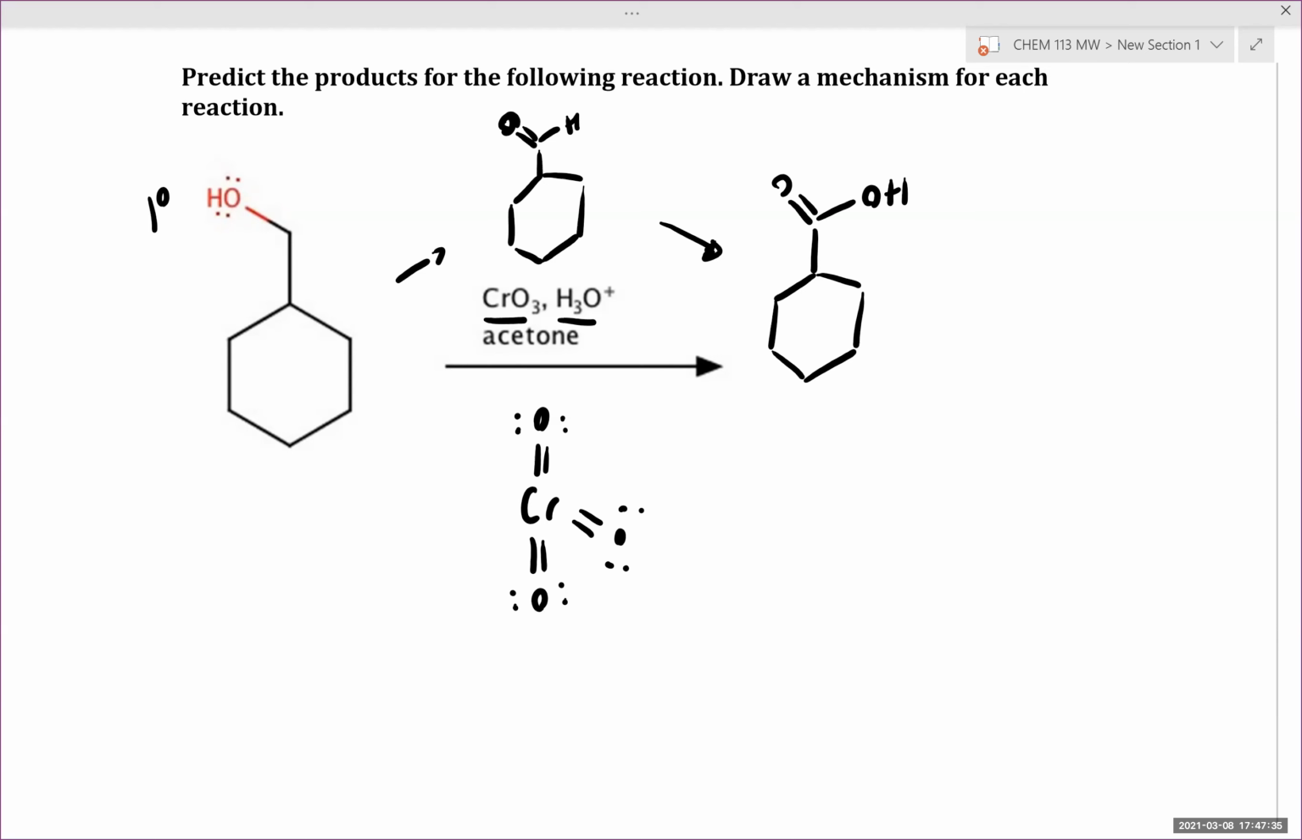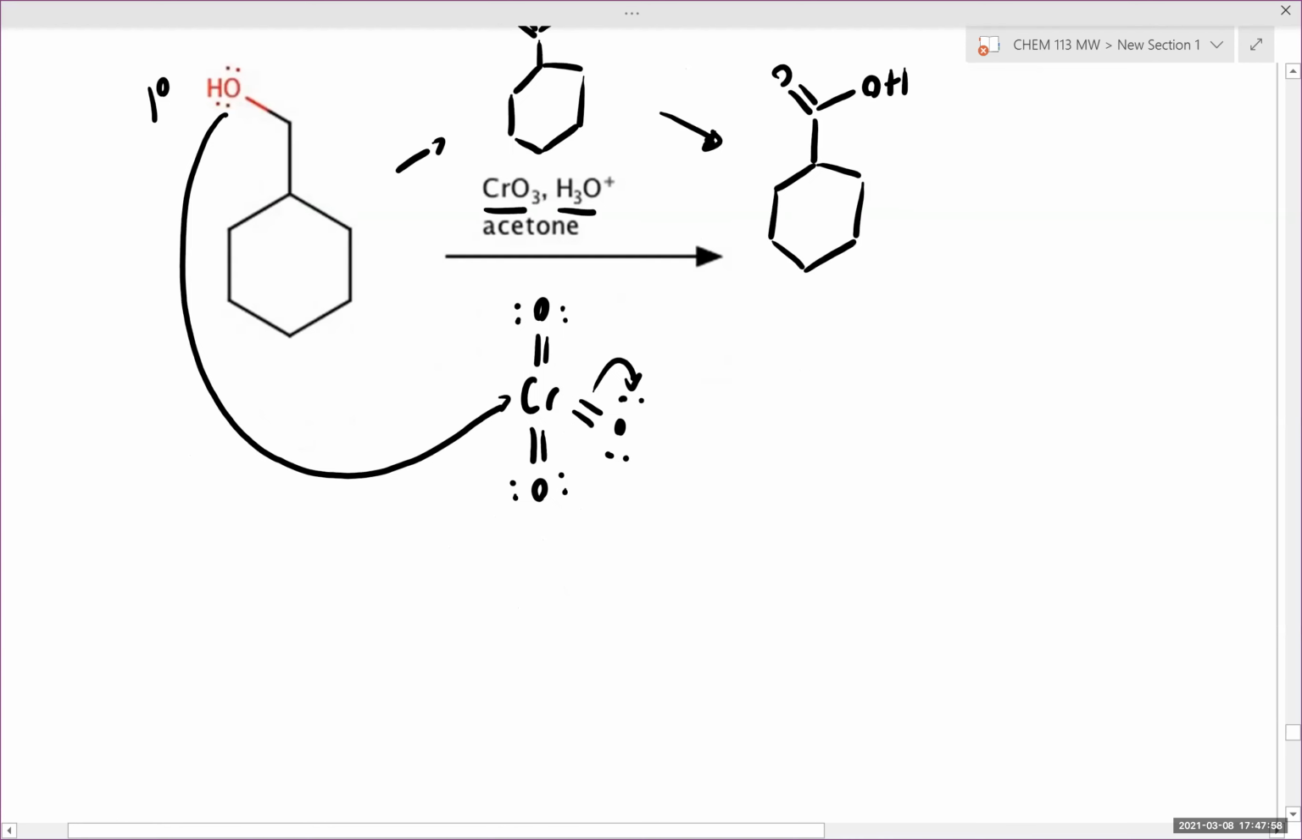So what's the first step in this case? Is the chromium going to attack the oxygen? Yeah, the oxygen attacks the chromium. Yes. Oxygen's a nucleophile, chromium's an electrophile, so we'll attack. That in turn gives us the following species.